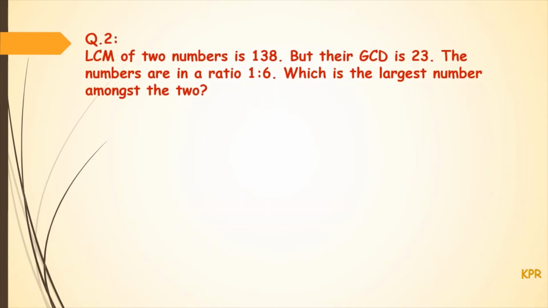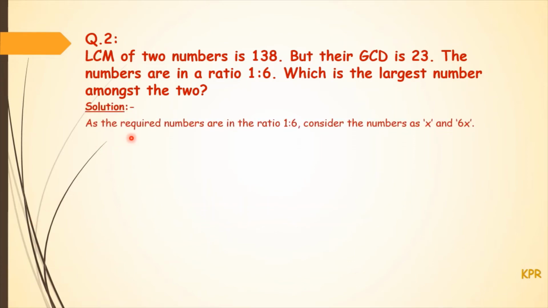Here is the second problem. The LCM of two numbers is 138, but their GCD is 23. The numbers are in the ratio 1:6. Which is the largest number amongst the two? So here is the solution. As the required numbers are in the ratio 1:6, consider the numbers as x and 6x.